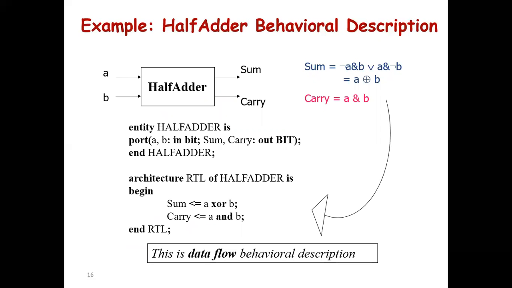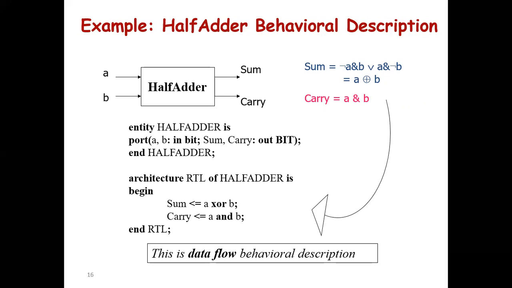So the entity is what we are going to define. That is the name of the title. That is, half adder is the port. The port is input or output, which we need to define. That is A comma B is in bit, that is, it is an input bit. So sum and carry will be output bit. So we need to define the out bit. Then end half adder.